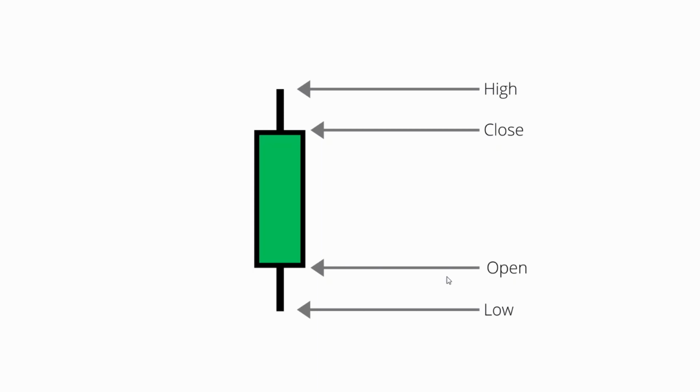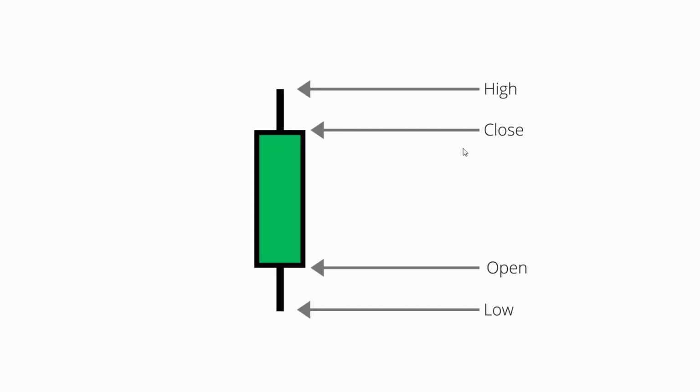So the wick, this thing that you see up here and down here, this is the wick, right? Just like candles have candle wicks. The bottom of this wick represents the low of the day. The top of this wick represents the high of the day. And then the bottom of the actual candle part represents where the stock opened, and the top of the candle part represents where the stock closed.